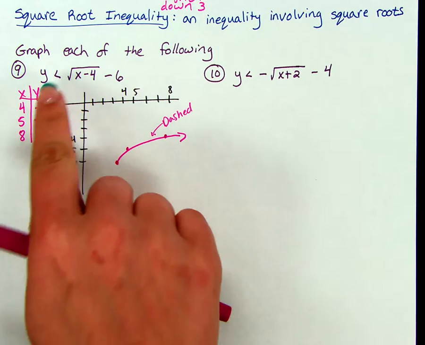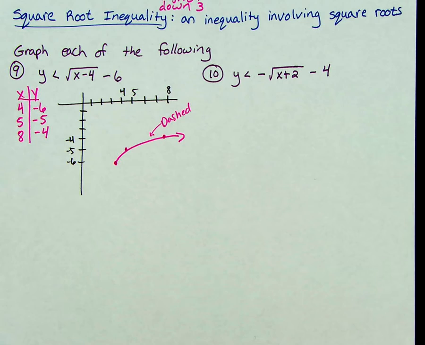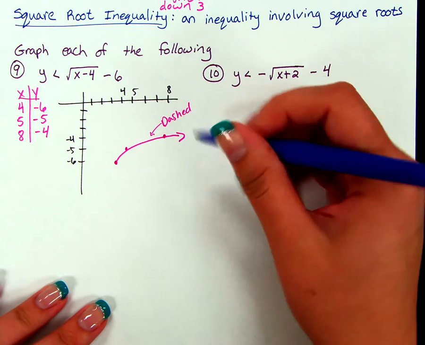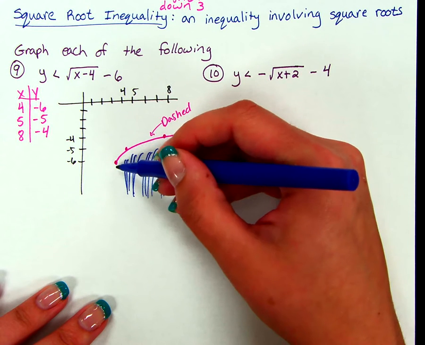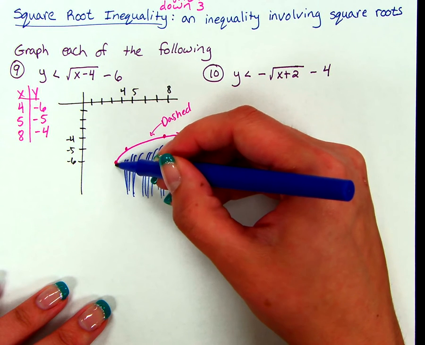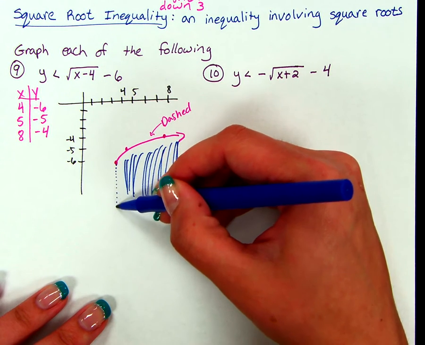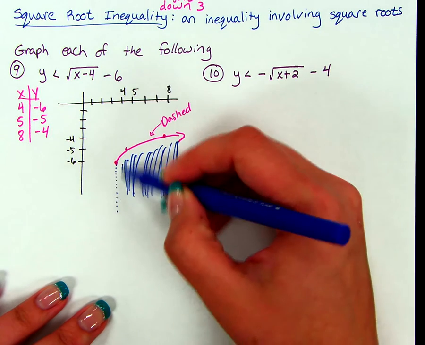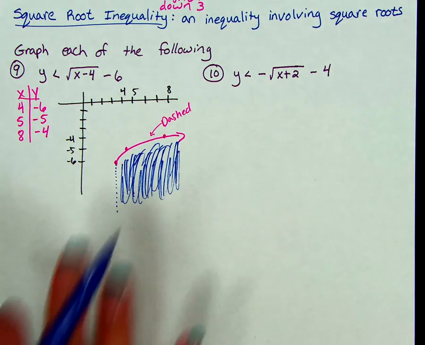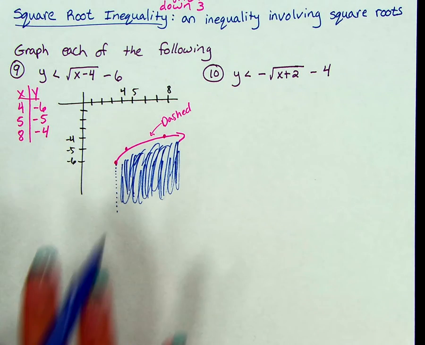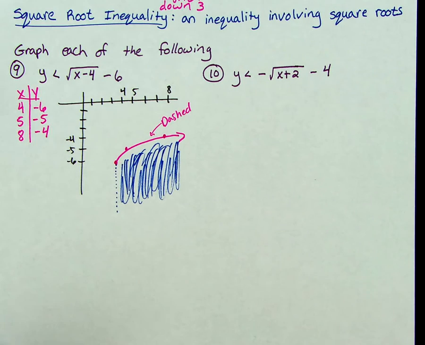And then we have a less than symbol. So when we do the shading, that means that we need to go below the line. So all my shading is going to be down here. But we do need to be careful that we don't go past our vertex. So really there's just kind of this invisible line here that our shading cannot go past. So this is the shading. So we're shading everything underneath the line. But we can't have any shading over here because this part is outside of our domain anyways, because we don't have any x values past that point.